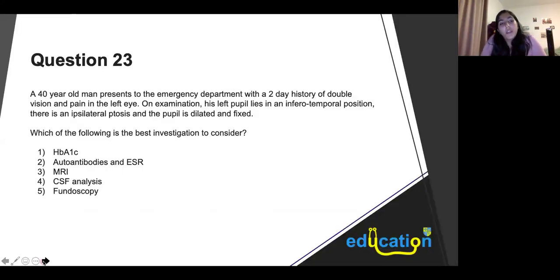Question 23. A 40-year-old man presents to the emergency department with a 2-day history of double vision and pain in the left eye. On examination, his left pupil lies in an inferotemporal position. There is an ipsilateral ptosis, and the pupil is dilated and fixed. Which of the following is the best investigation to consider?